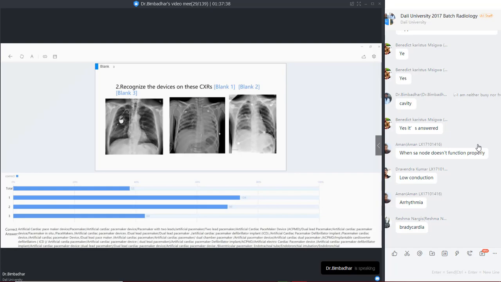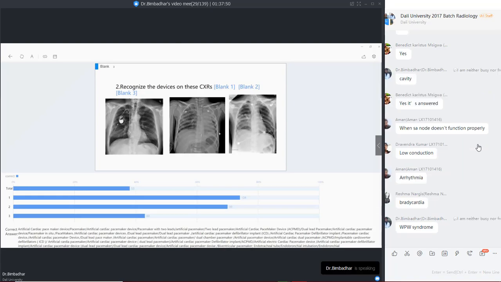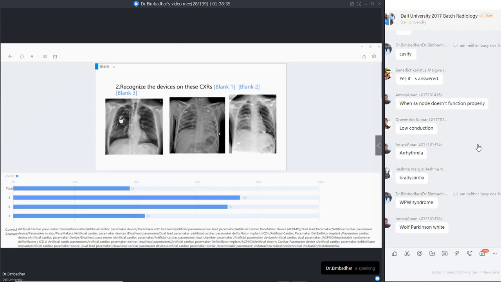Okay, Benedict. Remember this name? Anybody remember this name? What is the full form of this name I have just typed? WPW syndrome? What is this WPW syndrome? Yes, Wolff-Parkinson-White syndrome, okay?